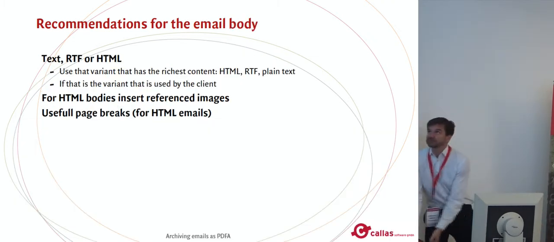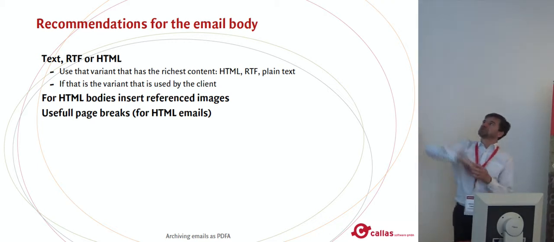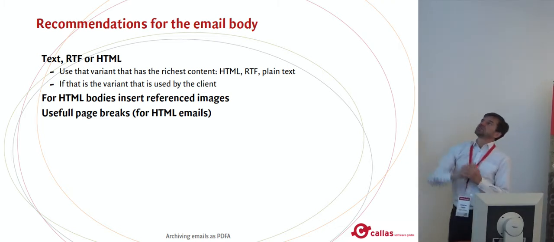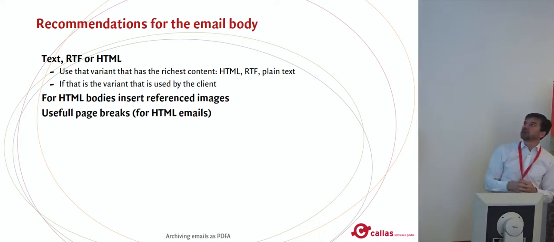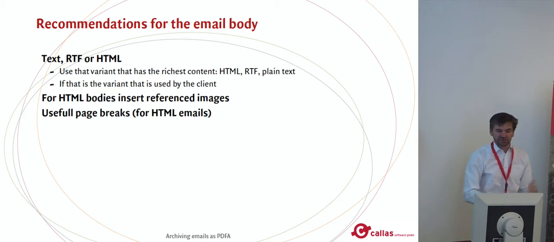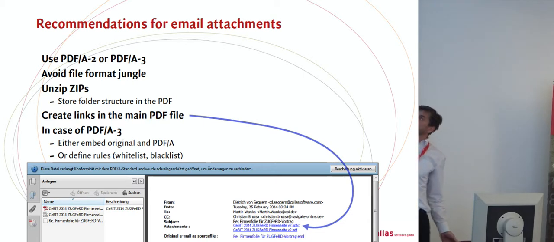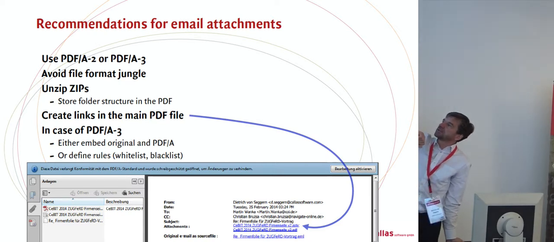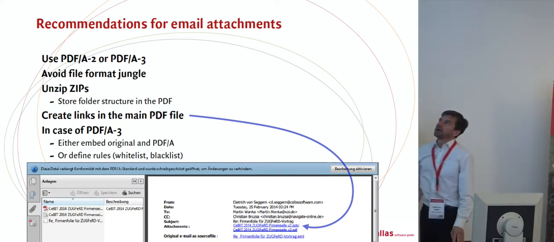I'm really trying to make that in one minute. For the email body, it's important to support HTML, or at least the variant that is used by your email client. It's important, we think, for future purposes to insert referenced images, and for HTML it also makes sense to have useful page breaks. For email attachments, of course you need to decide whether you want to comply with PDF/A-2 or PDF/A-3, unzip zip files, and create links in the main PDF file.